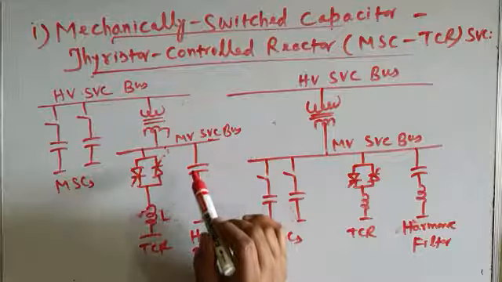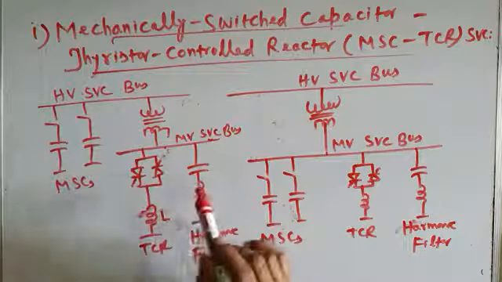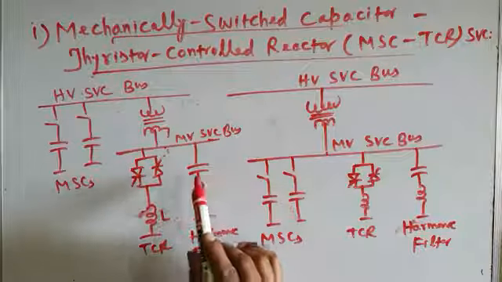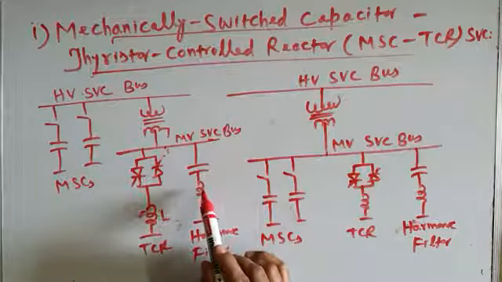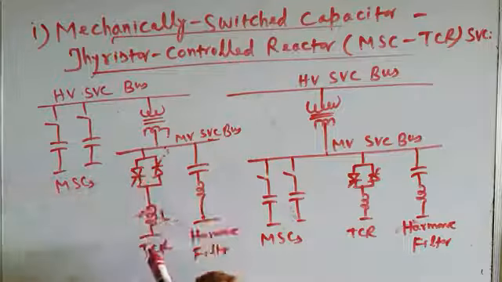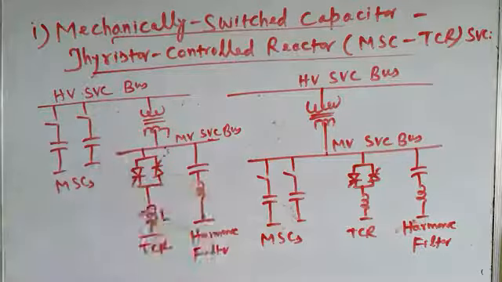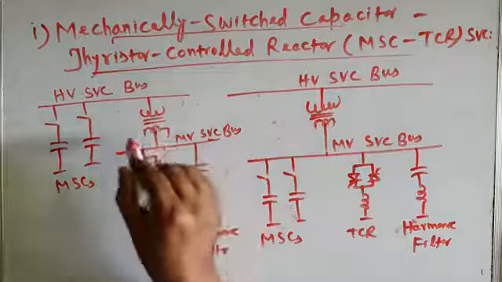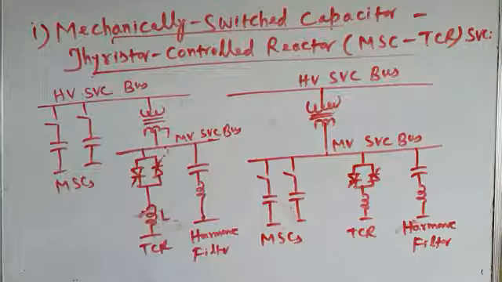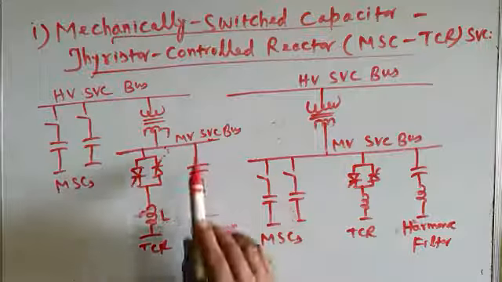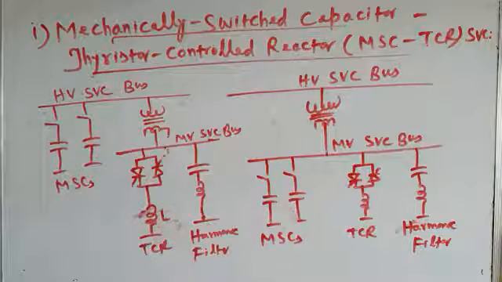And instead of connecting the harmonic filters to the high voltage bus, we connect them to the medium voltage bus, because when they are connected to the medium voltage bus, the harmonic currents drawn by the TCR will not be flowing through the transformer primary and secondary windings. To rid the transformer windings of these harmonic currents, it is advisable to connect the harmonic filters at the medium voltage bus, not at the high voltage bus.